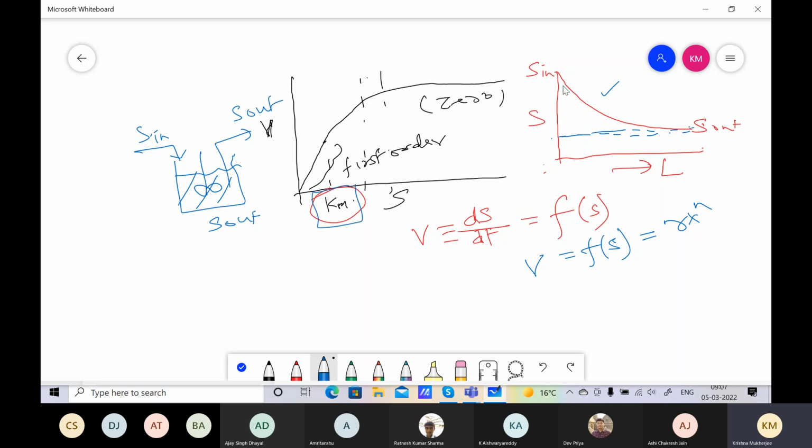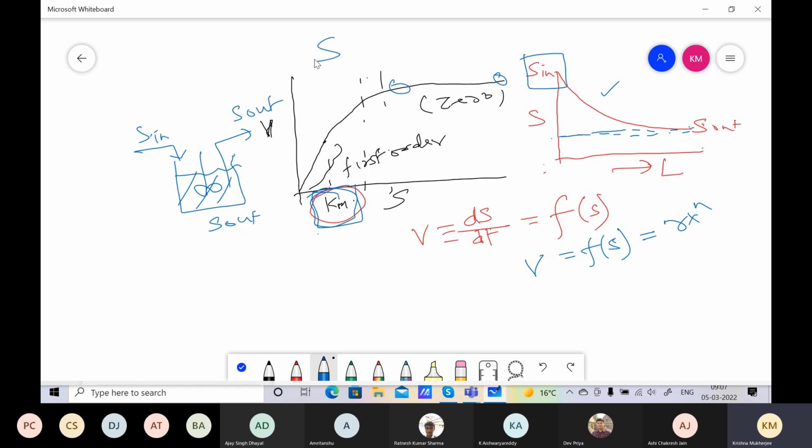Because if it is a zero order reaction, then if the substrate goes from here to here, CSTR and PFR performance will be exactly equal. So if your substrate in is very large or Km is very small, your CSTR and PFR performances will be exactly equal, and that approximation is allowed then.